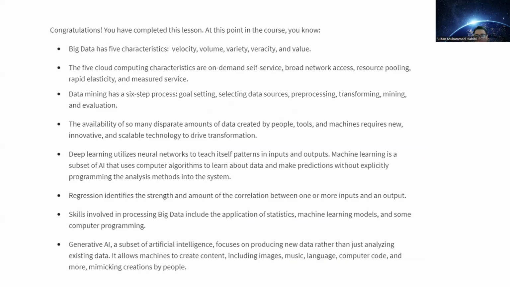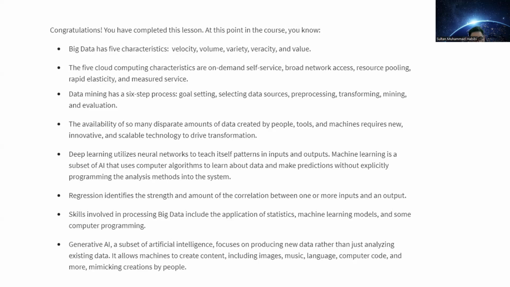And of course, this is the full weekly summary of what we learned through chapter 3 and chapter 4. Of course, there are the 5 characteristics of big data: velocity, volume, variety, veracity, and value. The 5 cloud computing characteristics are, of course, self-service, broad network access, resource pooling, rapid elasticity, and measured service. Data mining has 6 processes: setting goals, selecting the source, preprocessing, transforming, mining, and evaluation, given the ability of so many disparate amounts of data created by people.